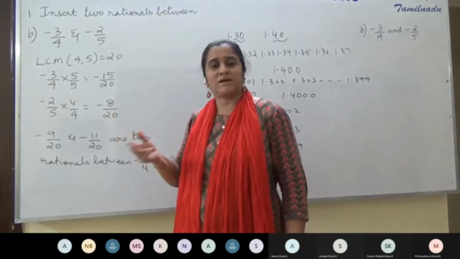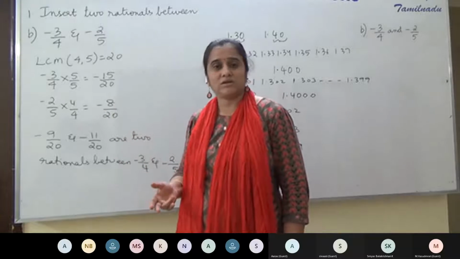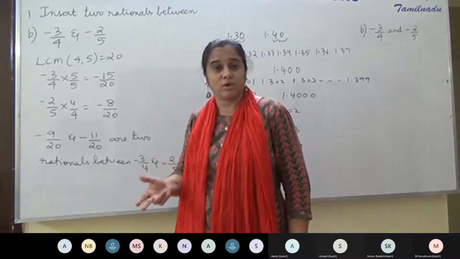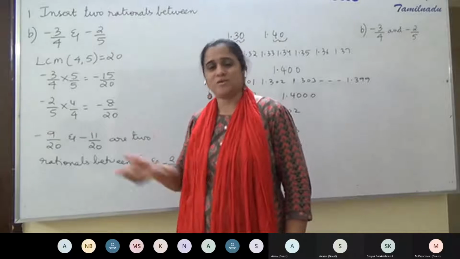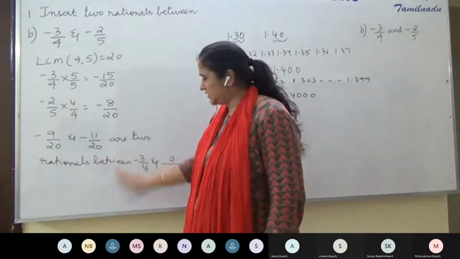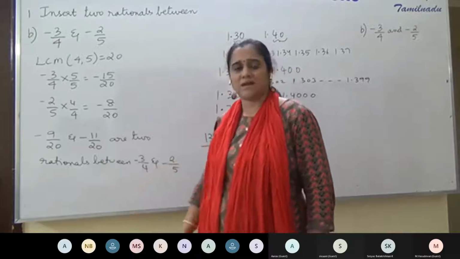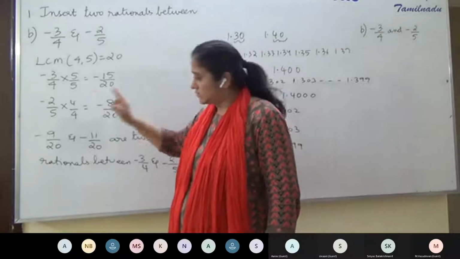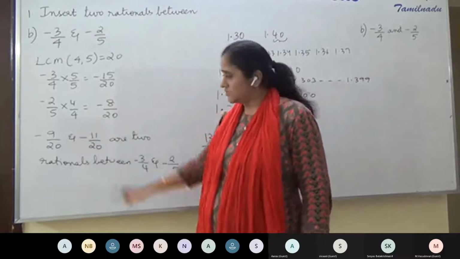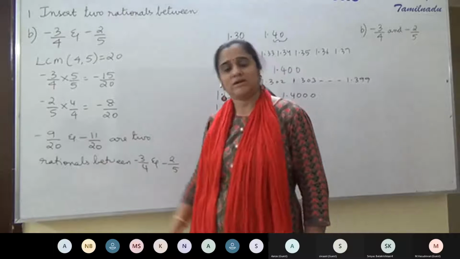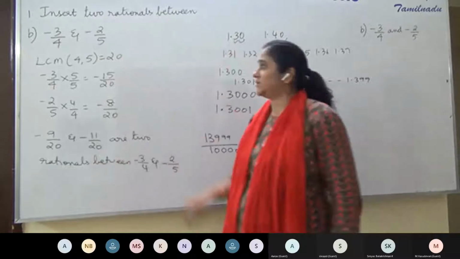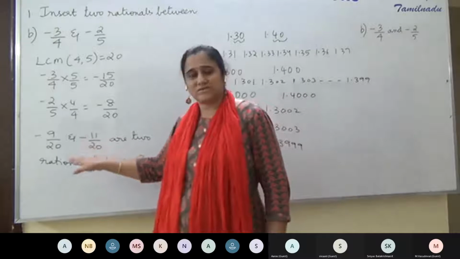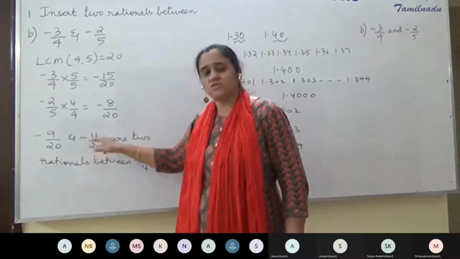So minus 9, minus 10, minus 11, minus 12, minus 13, minus 14. You can write so many. Minus 9, minus 9.1, minus 9.2, there are so many numbers. But since we just need to insert two, I have chosen minus 9 and minus 11. So minus 9 by 20 and minus 11 by 20 are two rationals lying between minus 3 by 4 and minus 2 by 5.